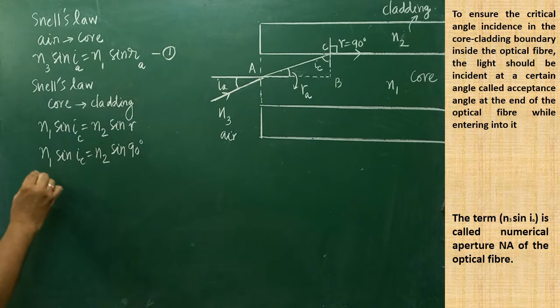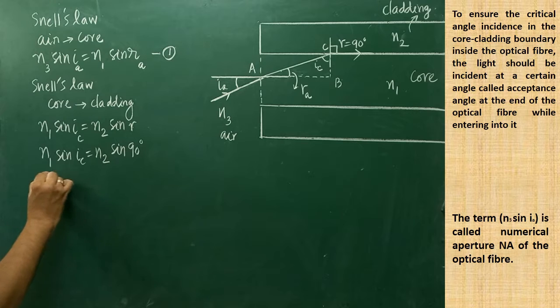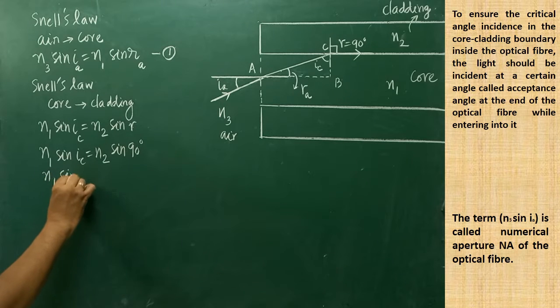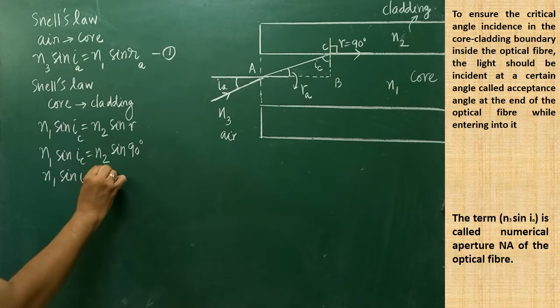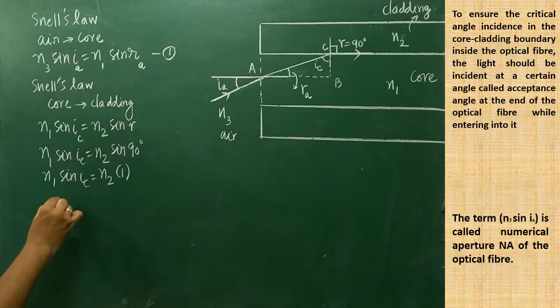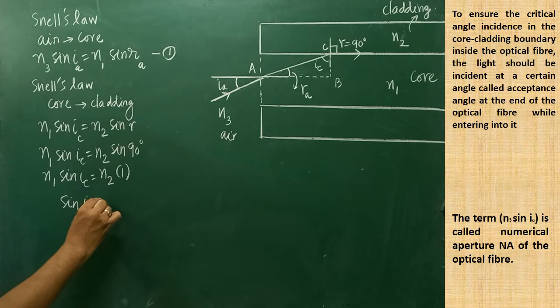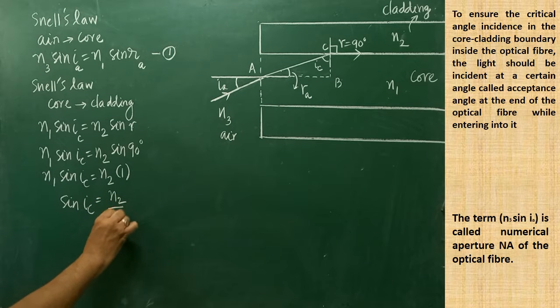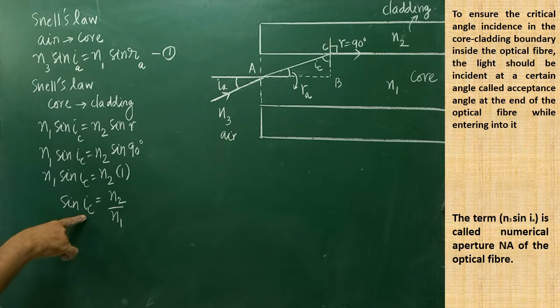In the next step we can write N1 sin IC equals N2, with 1 instead of sin 90. Now we are going to get the expression for sin IC. Sin IC is equal to N2 by N1. So that is the next step. Now I am going to replace this IC. How can IC be replaced?